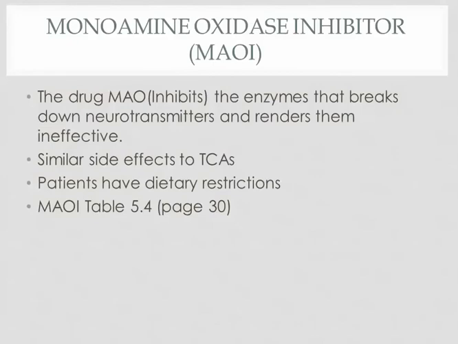Monoamine oxidase inhibitors, or MAOIs. MAO is an enzyme that breaks down neurotransmitters, which makes them ineffective. The drug MAOI, which inhibits the MAO, stops the enzyme from breaking down the neurotransmitters, which allows them to still be effective. MAOIs have similar side effects to TCAs. However, clients have dietary restrictions if they are on MAOIs. They must stay away from certain foods that have tyramine in them. Please refer to Table 5.4 for MAOIs.